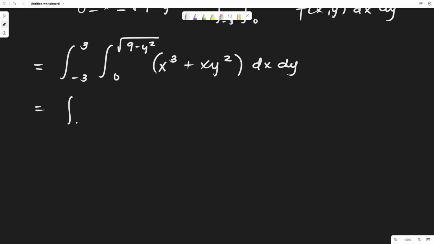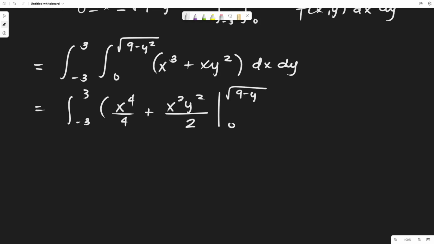So, we have the integral from negative 3 to 3 ng x to the 4th over 4 plus x squared y squared over 2, no? Evaluated from 0 to square root ng 9 minus y squared. So, pag sinubstitute natin ito ngayon sa lahat ng x, kung mapapansin niyo mas madali siya kasi even number yung exponent natin. Kapag even, madali natin matatanggal yung radical, yung square root.